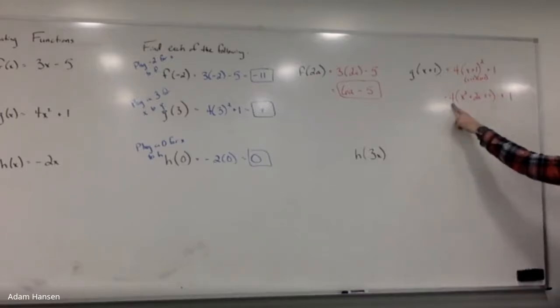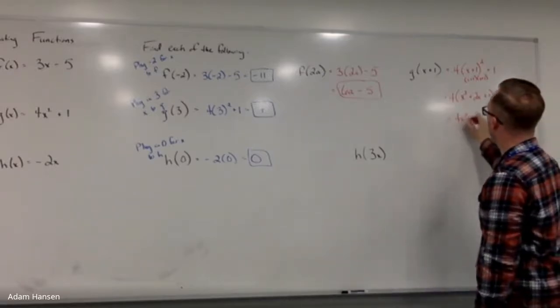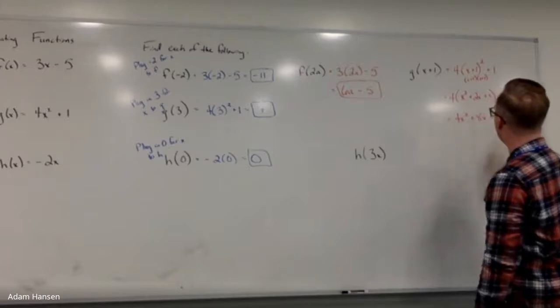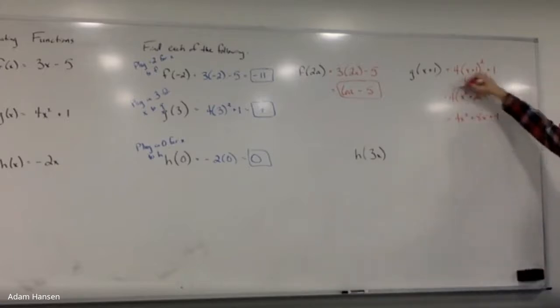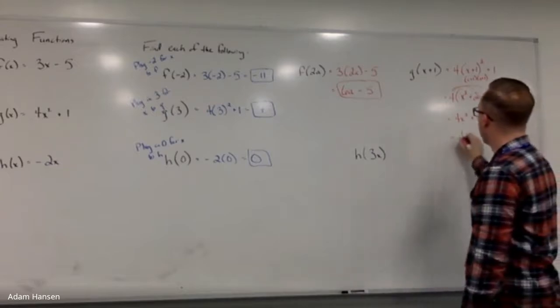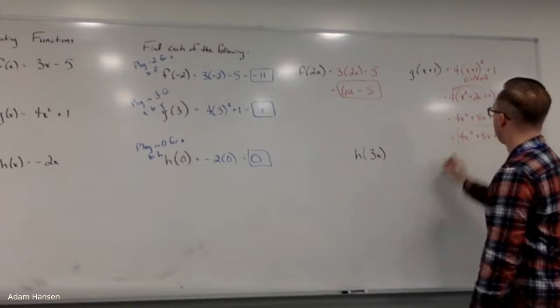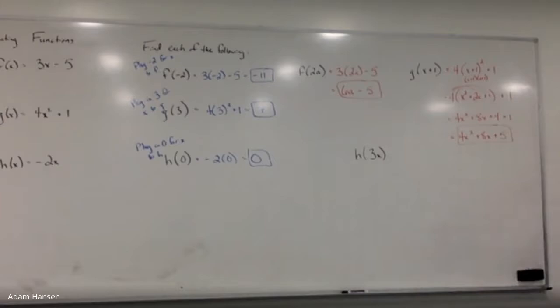Now I multiply that times 4. So 4x squared plus 8x plus 4 after I distribute 4 into each of these 3 terms. Don't forget the plus 1 hanging off on the tail end. I can combine 4 and 1 to make 5. So final answer, 4x squared plus 8x plus 5. G of x plus 1 simplified to 4x squared plus 8x plus 5.